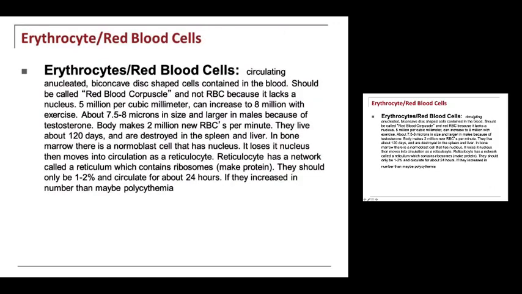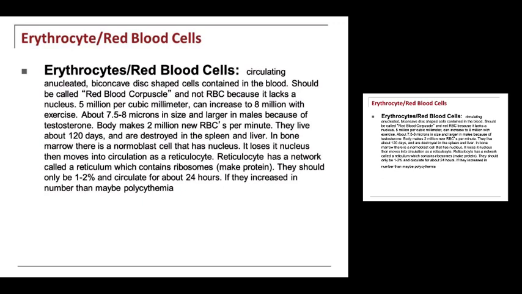So this slide here talks about the red blood cell. Really should be called a red blood corpuscle, because when cells lack a nucleus, it's really not a cell. It's more like a corpuscle. So they're about 5 million per cubic millimeter, can increase to 8 million with exercise, and they're about 7 to 8 microns in size, a little bit larger in males because of testosterone. The body makes about 2 million new red blood cells per minute. They live about 120 days, and then they're destroyed in the spleen and liver, as I mentioned before.